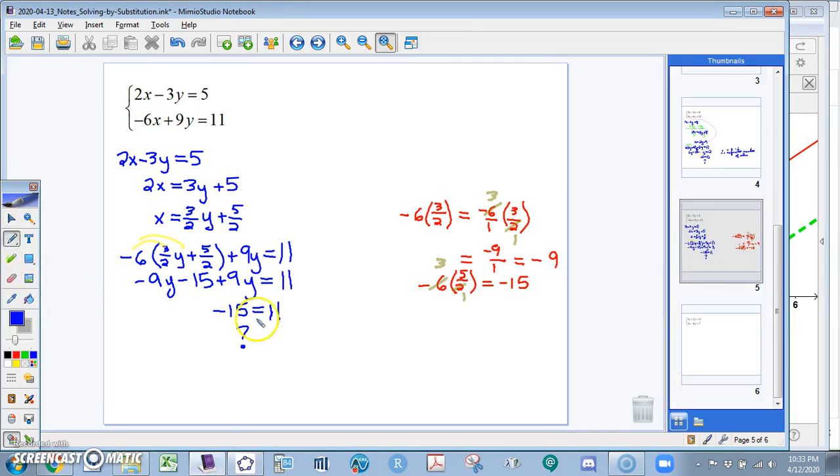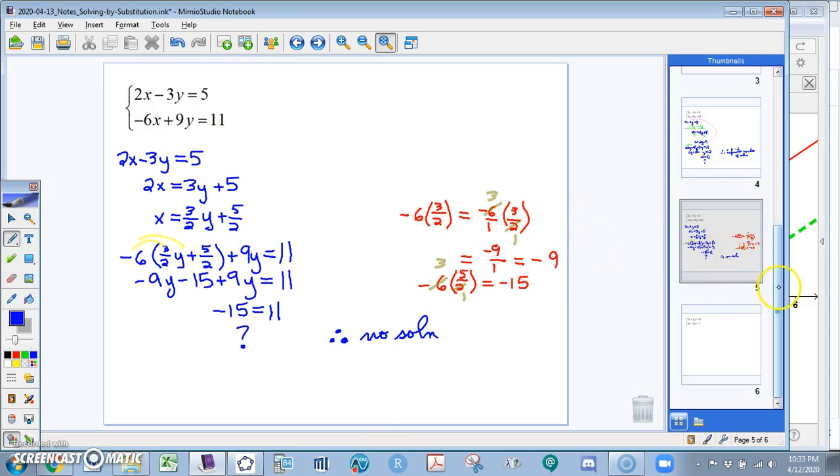What I'm noticing here is that I got the variable to cancel out, and now I get a number equals a number, but this time it's not a true statement. Negative 15 does not equal 11. There's no way for that ever to happen. No choice of x and y will ever make negative 15 equal to 11. These two graphs do not intersect. Therefore, this system has no solution.